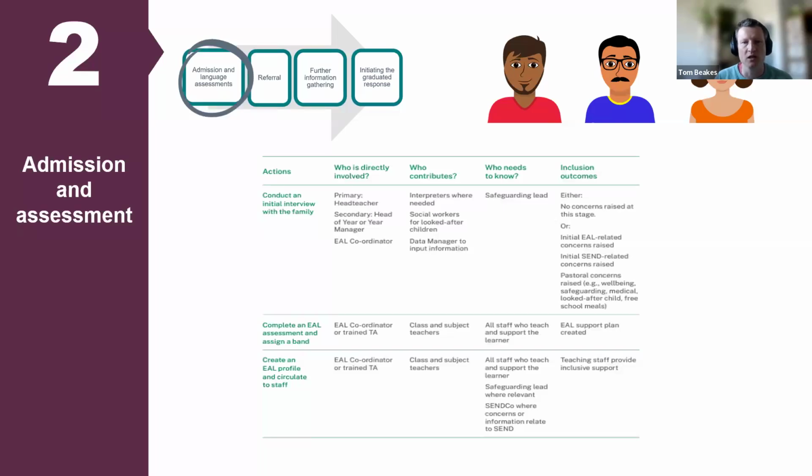The section that you can see on the screen is focused on initial interviews with the family, completing language assessments with the learners, and building that pupil profile that's then shared with the staff. A lot of the terminology used will be specific to individual schools. So again, you probably want to adapt these tables a little bit to fit your own context, but they can provide a really good scaffold for what you're doing and the order in which it should happen.